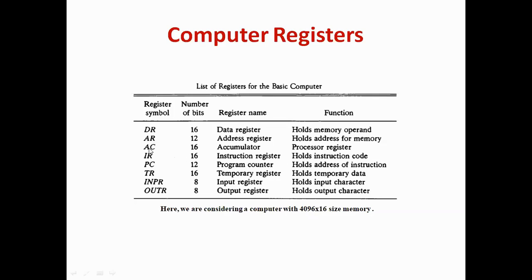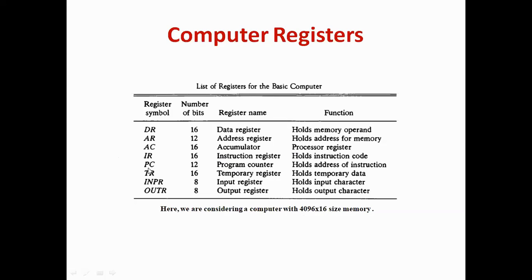There will be another register called AC or accumulator, which is also called a processor register. It obviously will be 16 bits because one word is 16. There will be another register called IR, which will hold the instruction, called the instruction register. It again will be 16 bits because word size is 16.